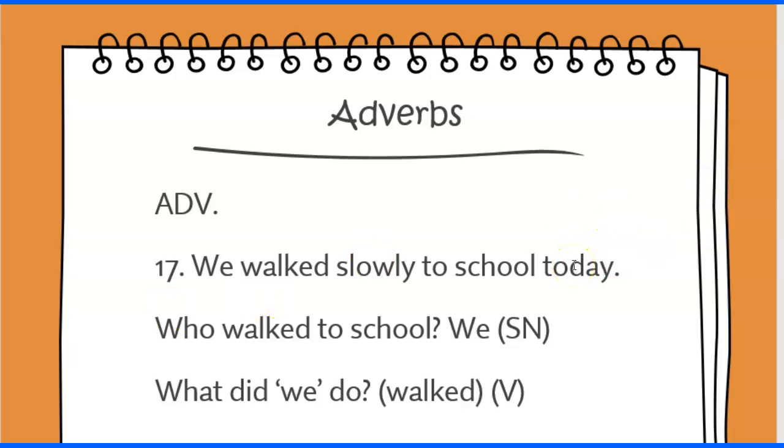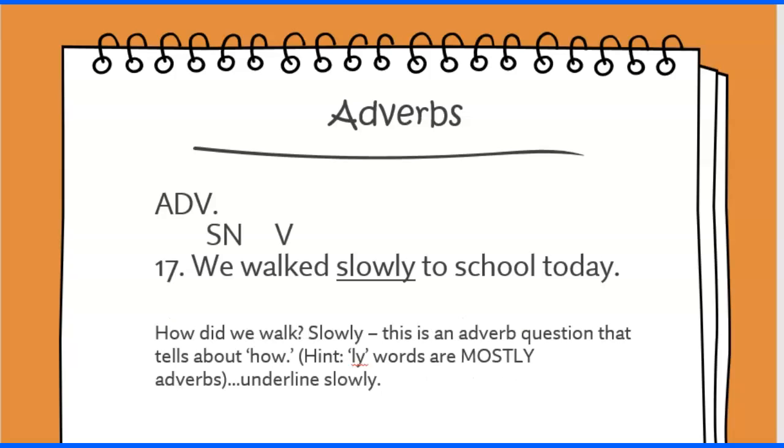And in adverbs, we have the sentence, we walked slowly to school today. So we're going to ask our normal questions. Who walked to school? We, subject noun. What did we do? We walked. And verb. So let's see what that looks like. So there, I've labeled it for you. But now we ask the adverb question. Well, how did we walk? Or when did we walk to school? And we find out that slowly is the answer to that question.